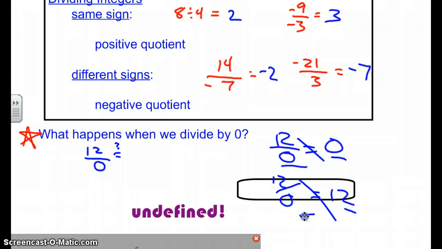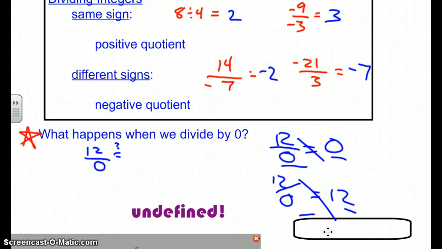You know what's interesting though, as we get further into math, we can use undefined expressions to do stuff. We can graph with them, but we can't really say what their value is. If somebody says, what is the value of 12 divided by 0, you cannot simplify it further. You can only say it's undefined. Okay? It's kind of an interesting question.